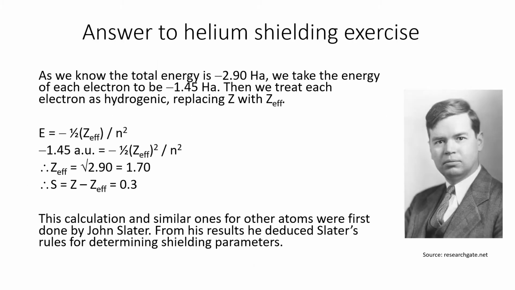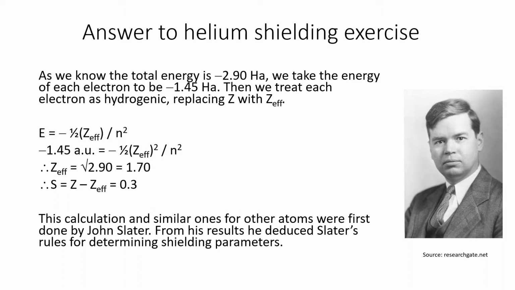So now on to the answer to this helium shielding exercise. That total observed electronic energy of helium, minus 2.9 Hartrees, we divide by 2 to get the energy of each electron. Obviously these are two 1s electrons, so there's no reason why one electron should have a different energy to another. So we just divide the total energy by 2 to get the individual electron energies as minus 1.45 Hartrees. Then we apply this equation, which is essentially a one-electron equation.